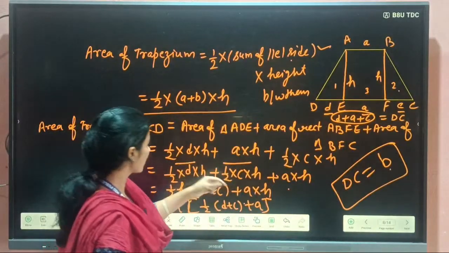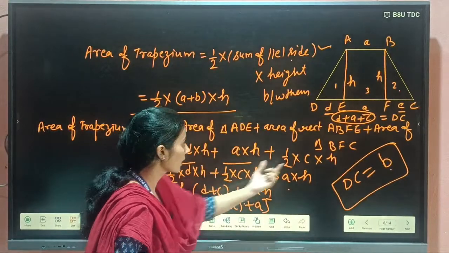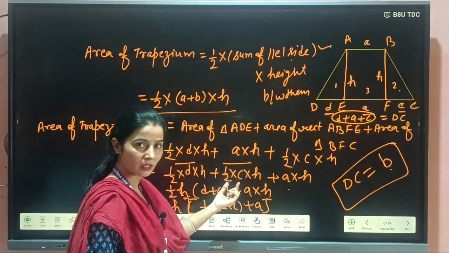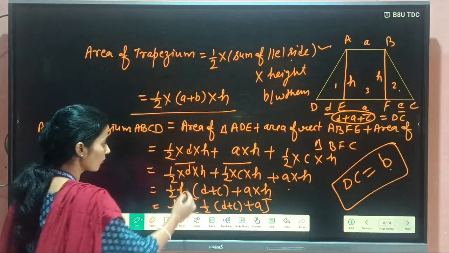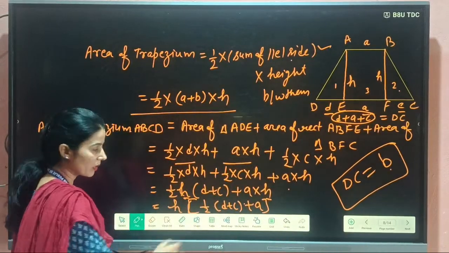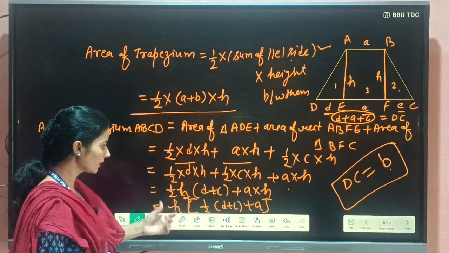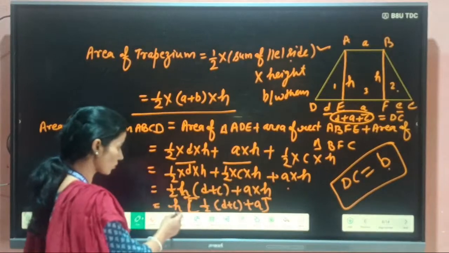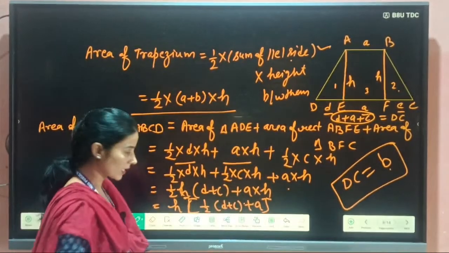First I rearranged the term 1 by 2 d into h, then the area of the triangle, next triangle I have written, then at last the area of the rectangle. From these two terms, 1 by 2 h is common: d plus c plus a into h. Further, in both terms h is common, 1 by 2 (d plus c), and there just a is left.